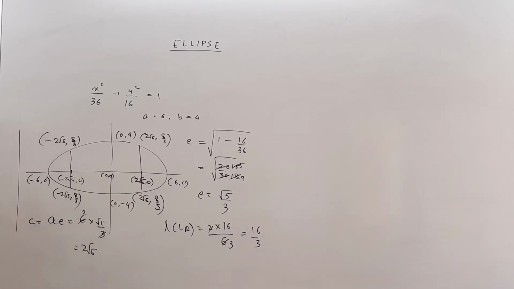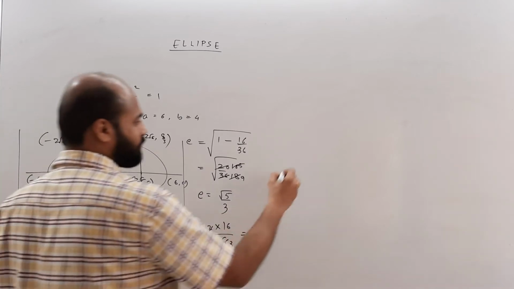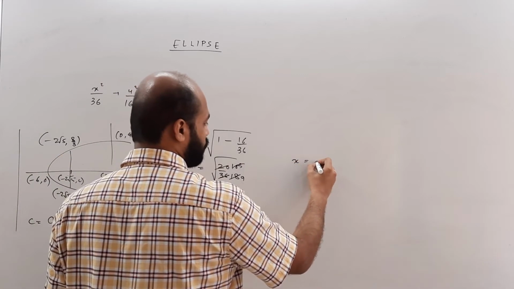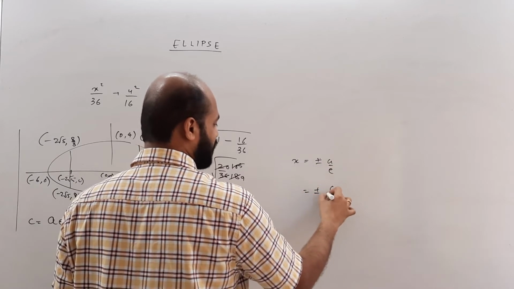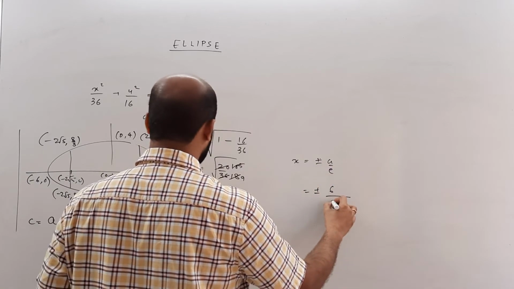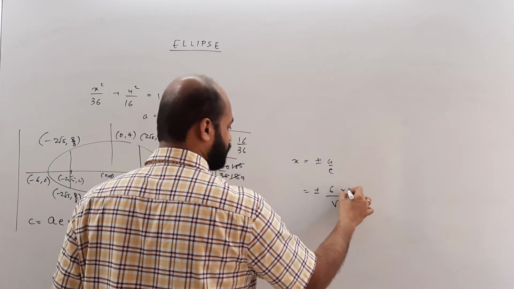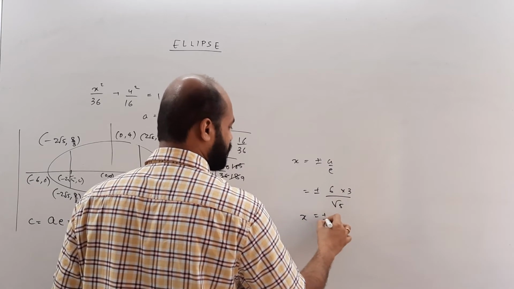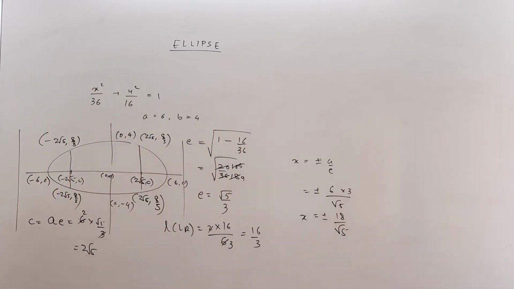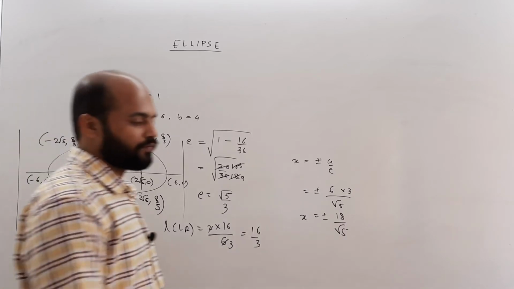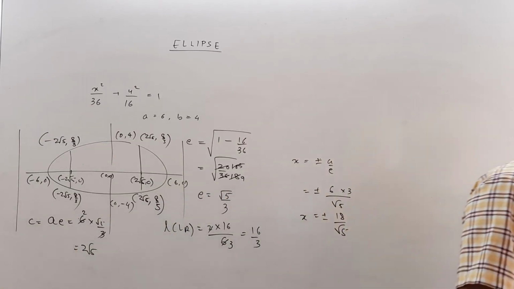Now we have to find the directrix. The equation of directrix, as we know, is going to be x equals plus minus a by e, which is going to be plus minus 6 by e, that is root 5 by 3. So x equals plus minus 18 by root 5. These are the equations of directrices. So overall we have found everything over here.